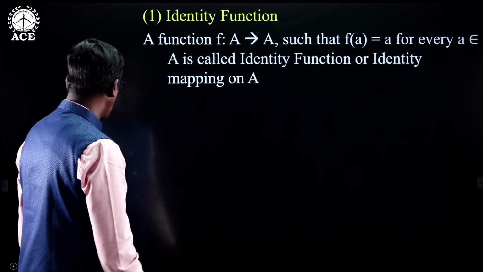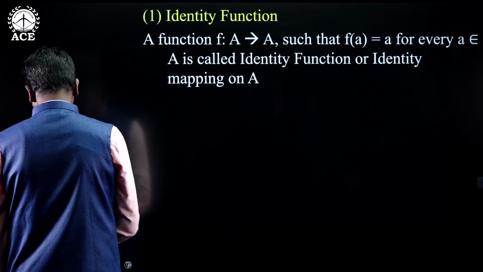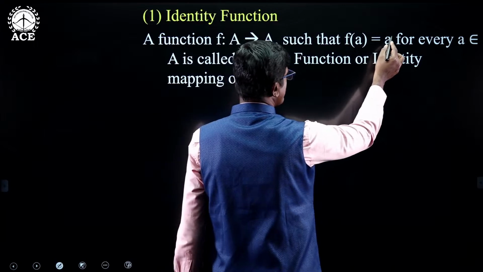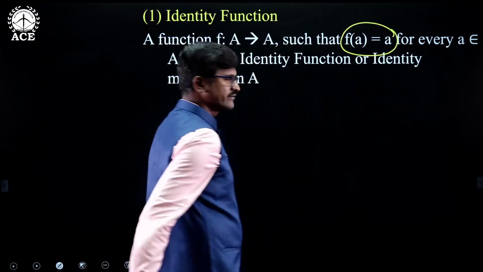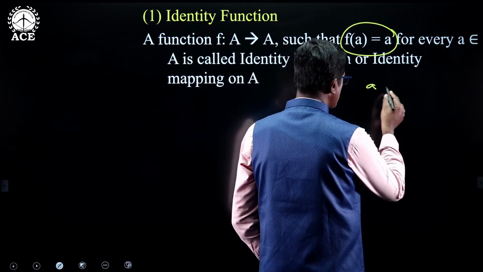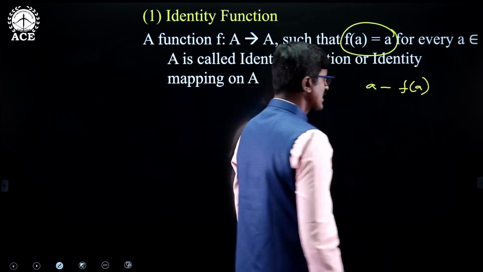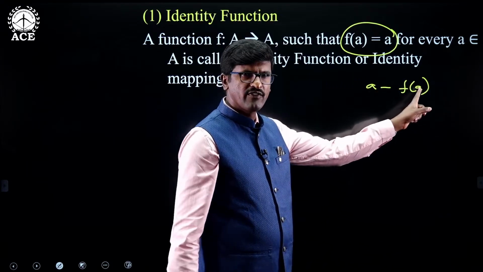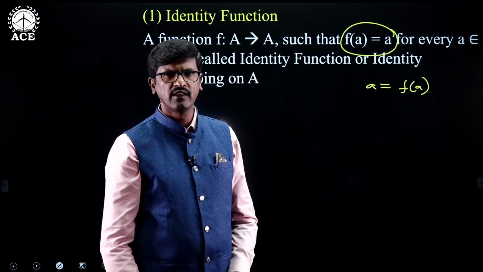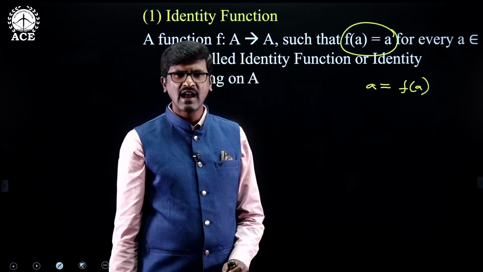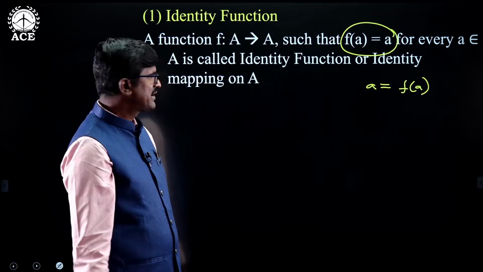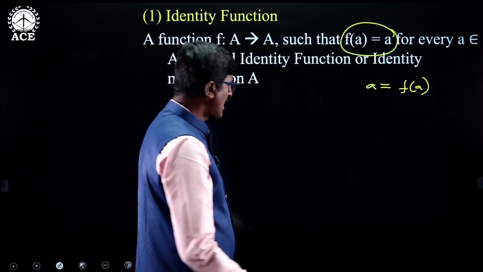So this is the definition of identity function. Now look at what the identity function is: if f of a is equal to a. If you take element a, the image of a is f of a. So a is some element and f of a is the image of a. If both of them are equal, then we say that the mapping is identity mapping. That means if every element is mapped to itself, then it is called an identity function.